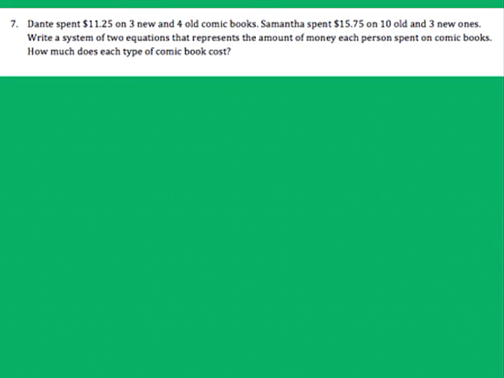So let's go ahead and take a look at number 7. It says that Dante spent $11.25 on 3 new, which I'm going to call X, and 4 old, which I'm going to call Y, comic books. Samantha spent $15.75 on 10 old and 3 new. Now remember I said that old was Y. Whoops. Old was Y and new was X.